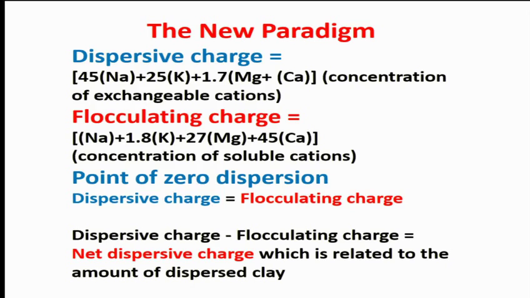Then when the calculated dispersive charge is equal to the flocculating charge, it is called the point of zero dispersion. There is no dispersion. But if the dispersive charge is more than the flocculating charge, then dispersion occurs. Therefore, the effect of different cations on dispersion is indirectly opposed by the flocculating power of the soluble cations. So dispersive charge minus flocculating charge gives the net dispersive charge, which is related to the amount of dispersed clay.